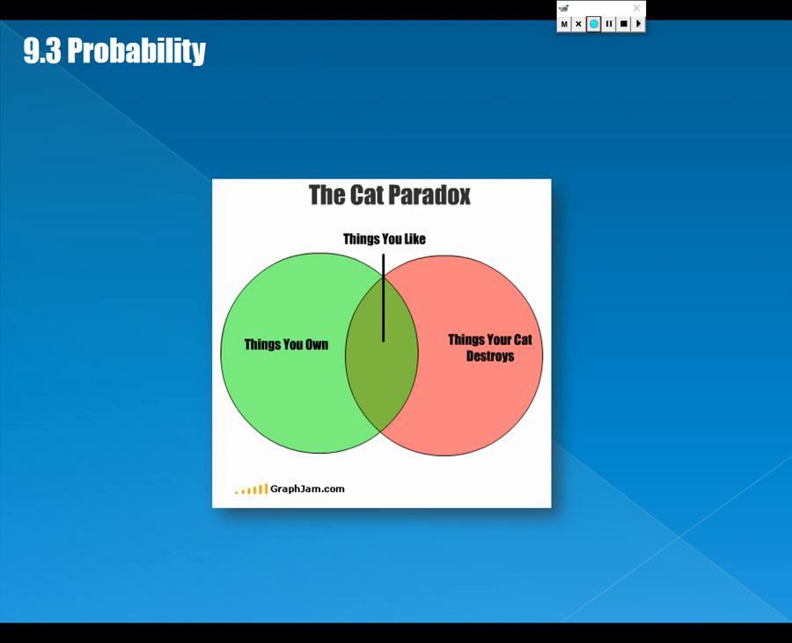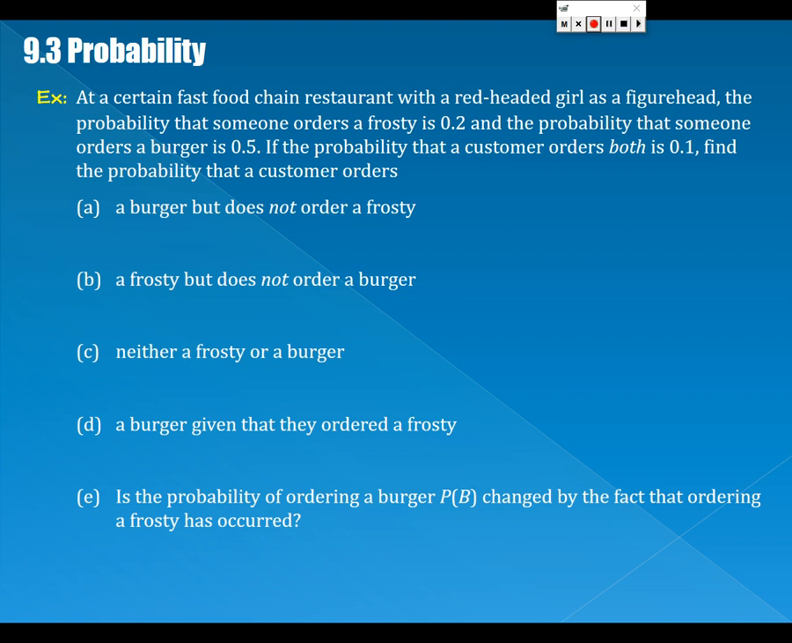This is a little hard to read. Things you own, things your cat destroys. Mic drop. What? Dogs, actually, I don't like that. I'm a dog guy.